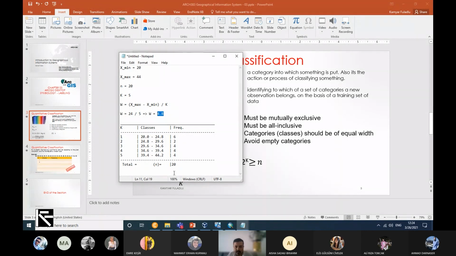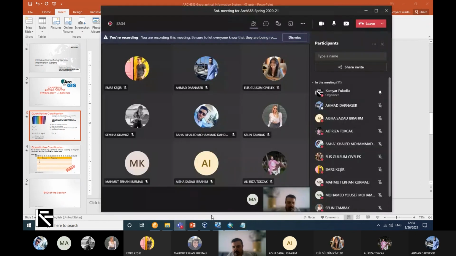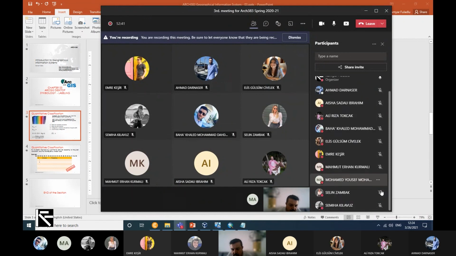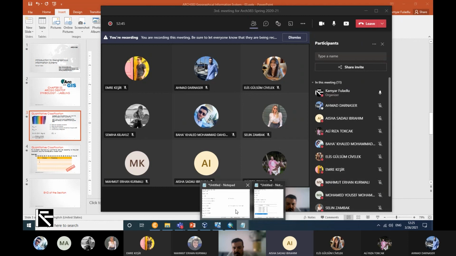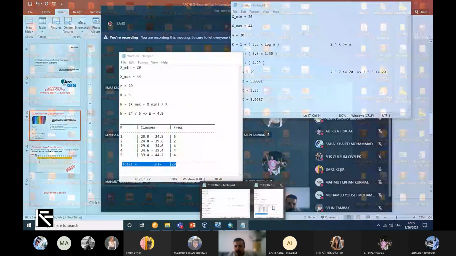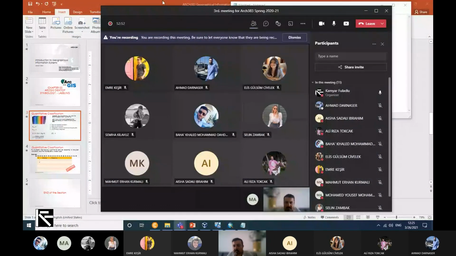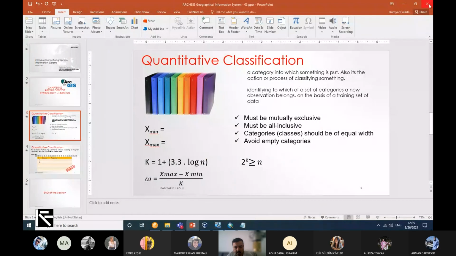So we consider the rules, we consider the K or number of classes, we consider the class width, we consider frequency, and we test it with N, which becomes 20. This is about the classification. Any problem at the moment? No, sir. Okay, I think it's clear and easy. I'm pretty sure that most of you did these things in high school or before. So I'll move on since there is no question right now.